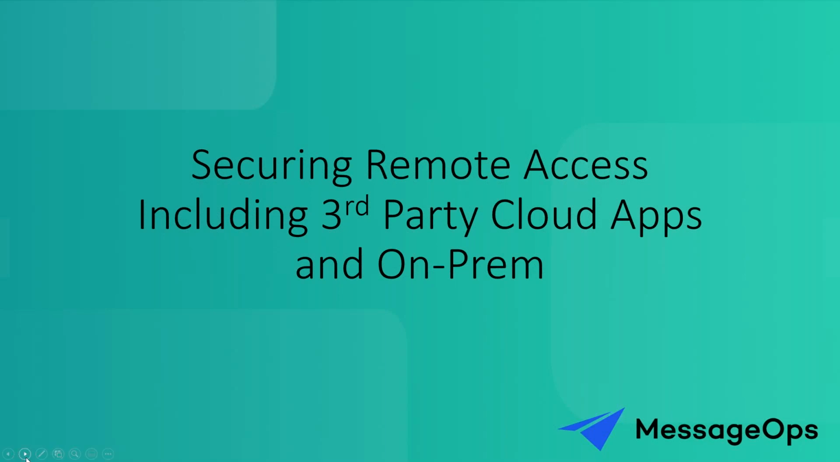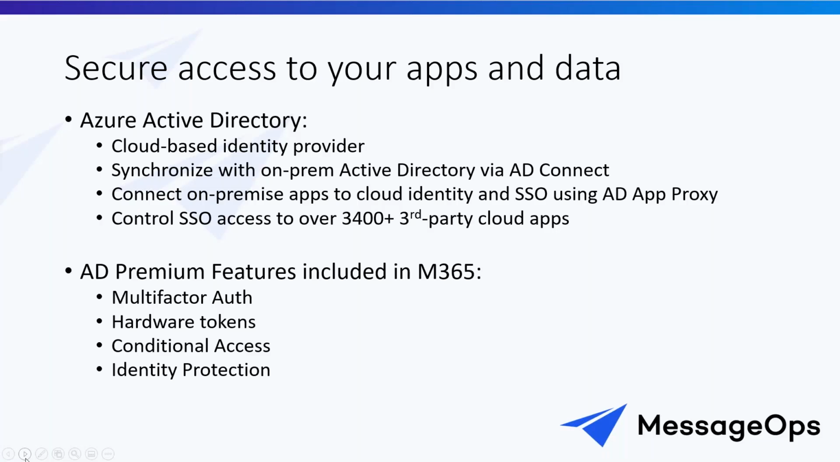Thanks, Tracy, and I'm going to try to move through this a little quickly because I want to leave some time for questions, but we're going to talk a little bit about how we secure those apps and data. The primary channel by which we do that is through Azure Active Directory, your cloud-based identity provider. Azure Active Directory is the cloud version of AD. It does synchronize with your on-prem AD using AD Connect, and there are a couple of different flavors of that. You can use password hash synchronization, or pass-through authentication, or do your traditional ADFS, although that's making its way towards the door.